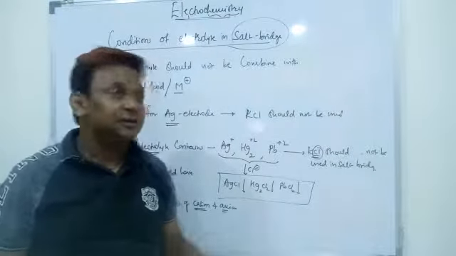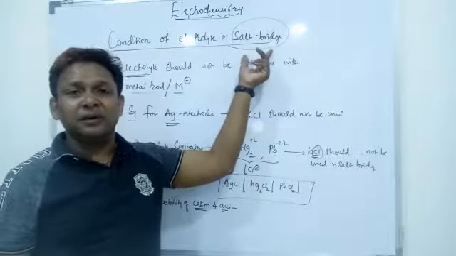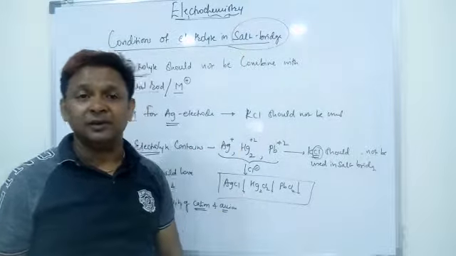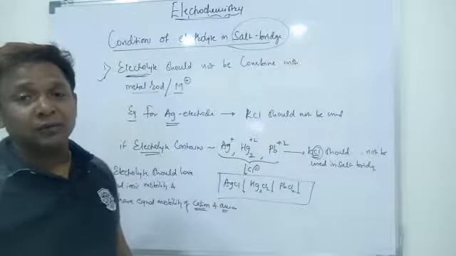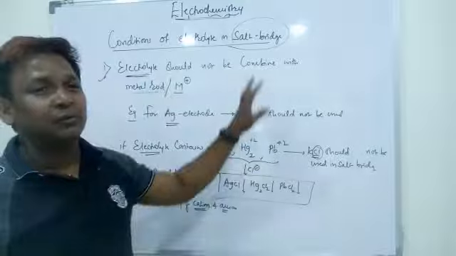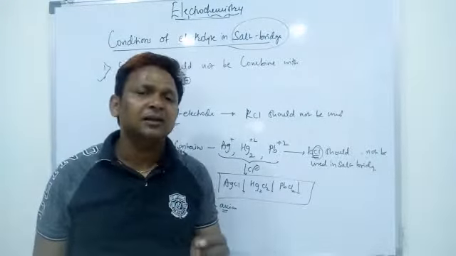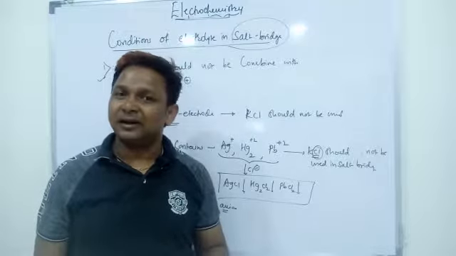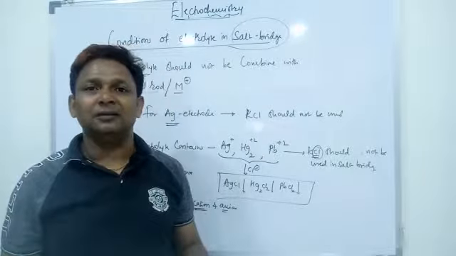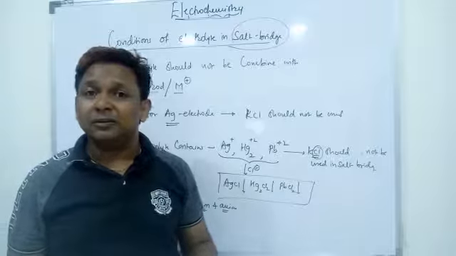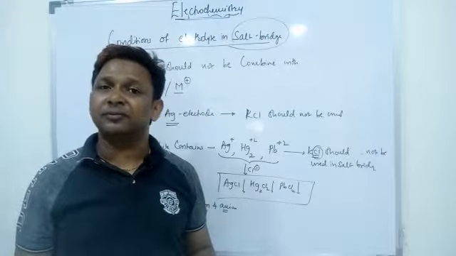My dear children, this salt bridge part is the most important part, because even in the IIT mains, even in NEET, they used to ask about the important functions. So we should remember the important functions of the salt bridge. First, it maintains electrical neutrality. Second, it completes the circuit by the flow of electrons. Third, it minimizes liquid-liquid junction potential.